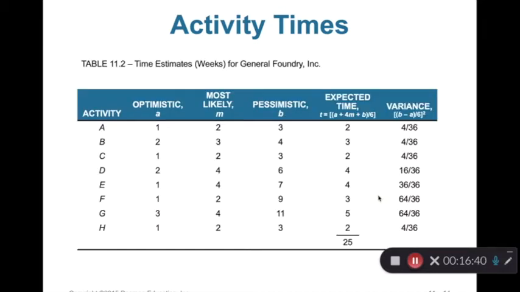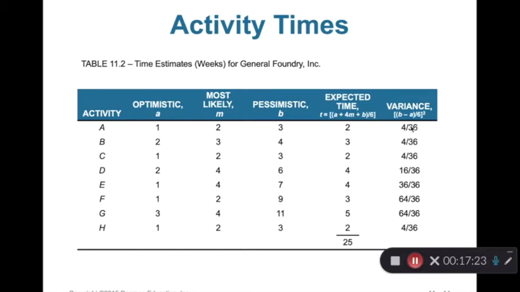Let's go back to our example. We're going to use the parameters in this example, basically the data, to calculate the expected time and the variance for each activity. I'll just give you an example. Let's look at activity A. We know the optimistic time is 1, the most likely is 2, and the pessimistic time is 3. We follow this formula to calculate the expected time for activity A. We plug all the numbers into this formula: A equals 1, 4 times M, which is 4 times 2, plus B, which is 3, divided by 6. So this is 2.